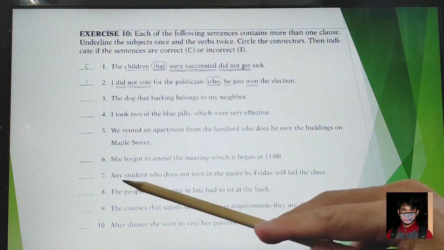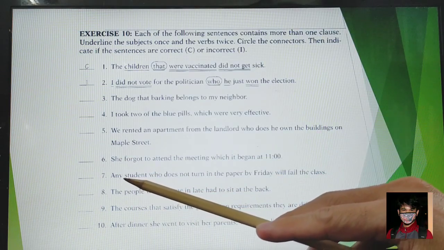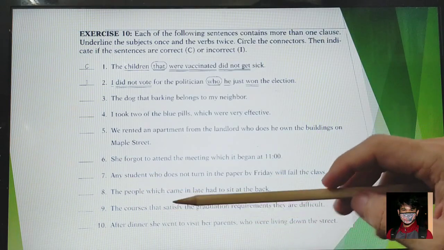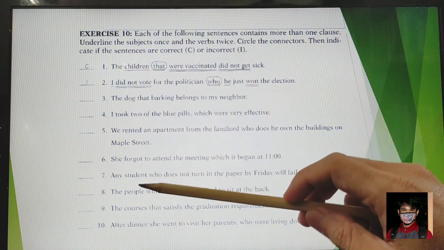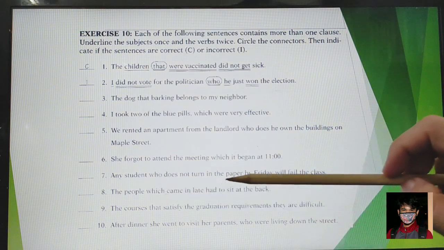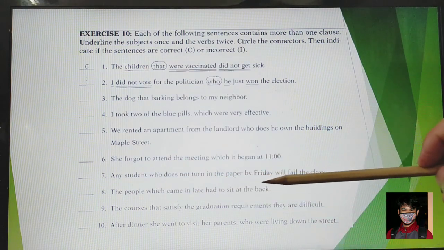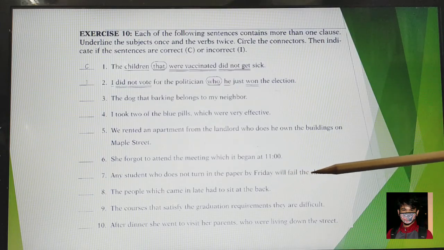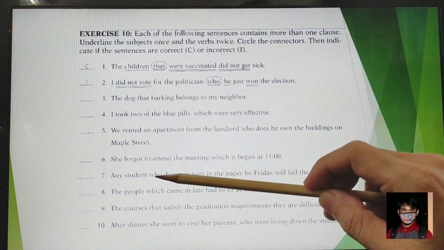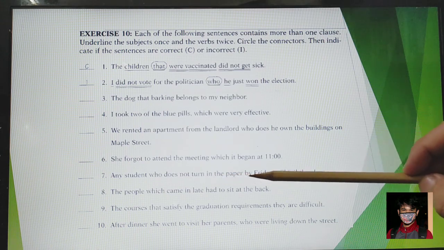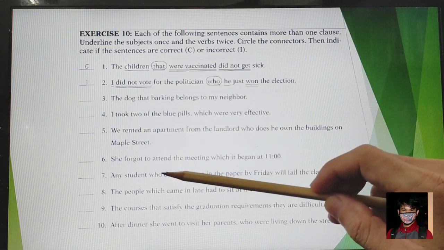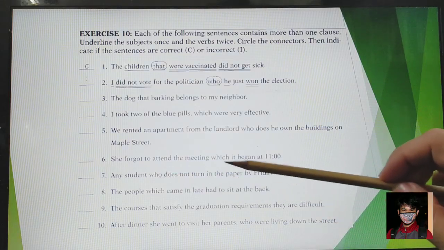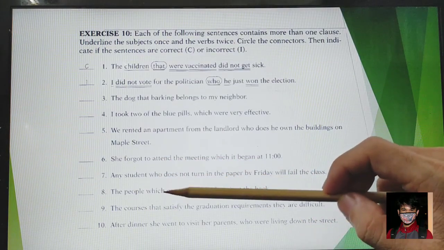Okay, the sentence is incorrect. Number 7. For number 7, any student who doesn't turn in the paper by Friday will fail the class. Correct or incorrect? Subject, any student, will fail the class. So this is an adjective clause. But the question, is it correct or incorrect? The student who doesn't. Who doesn't relates to the student. So the sentence is correct.